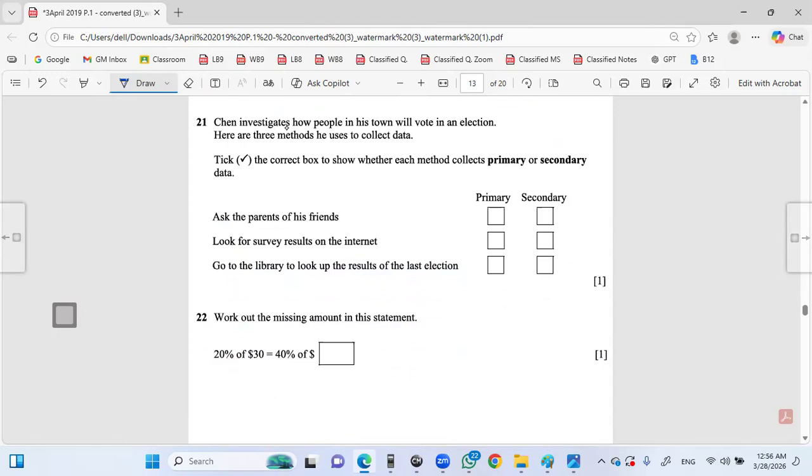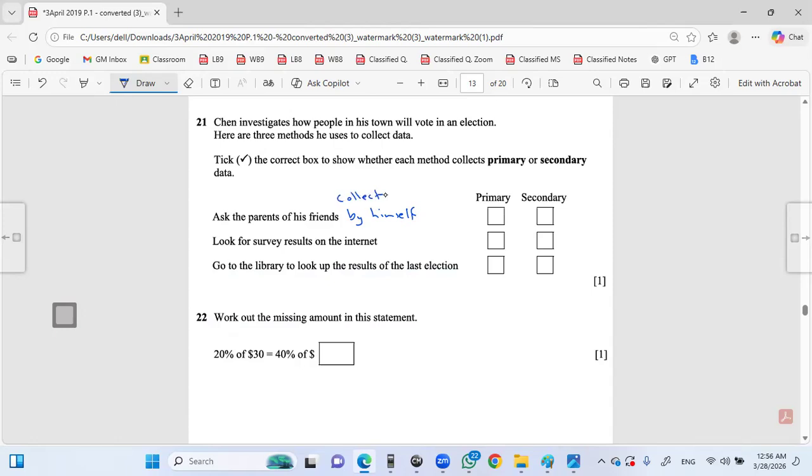Here, Chen investigates how people in his town will vote in an election. Here are 3 methods he uses to collect data. Tick the correct box to show whether each method collects primary or secondary data. Ask the parents of his friends. Asking the parents of his friends, well, it is data that he's collecting by himself. So here is the key: by himself.